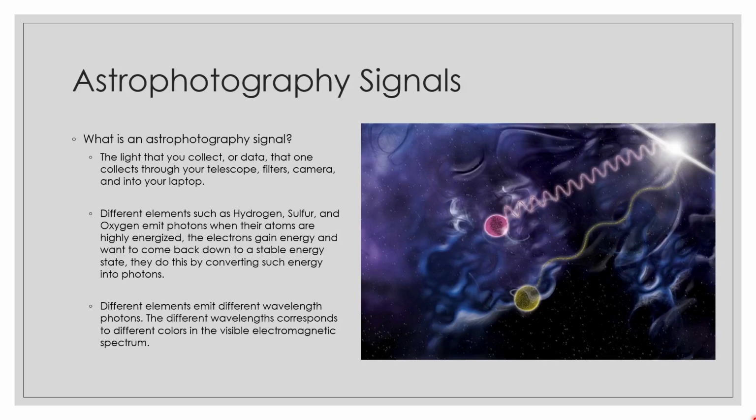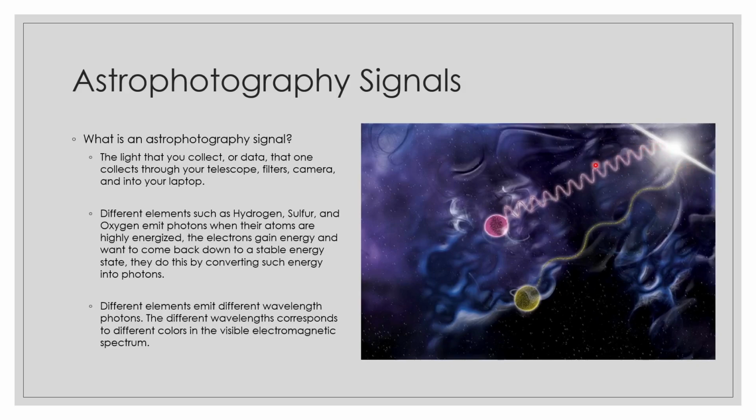So what is an astrophotography signal? The picture on the right here is a little funny and not accurate whatsoever for what a photon actually is or looks like. However, it gives the gist of the overall ideology or theoretical concepts behind this. So this particular photon is showing some kind of particle, but also this wave.